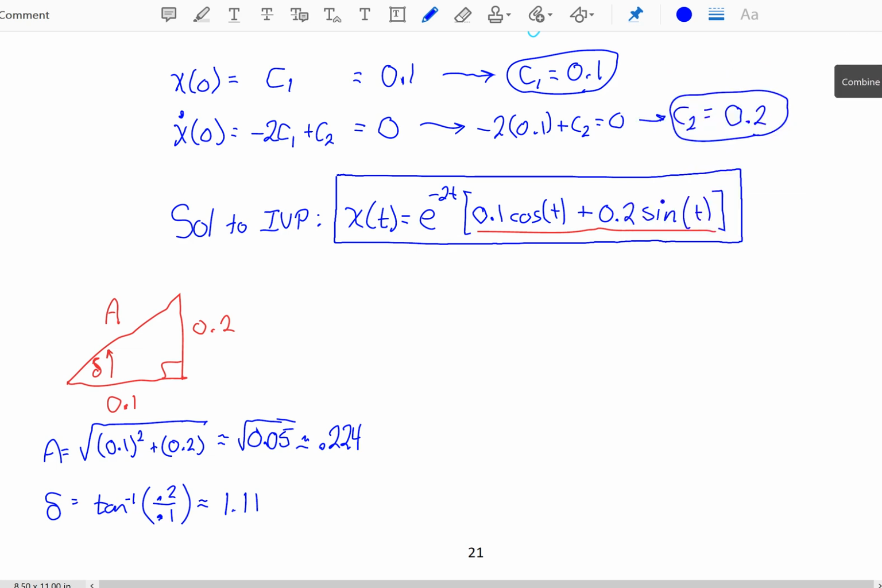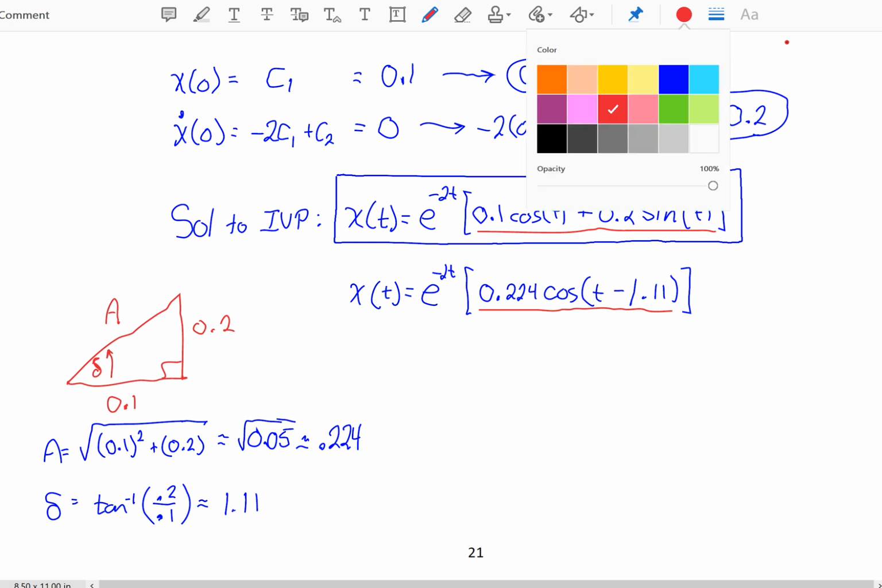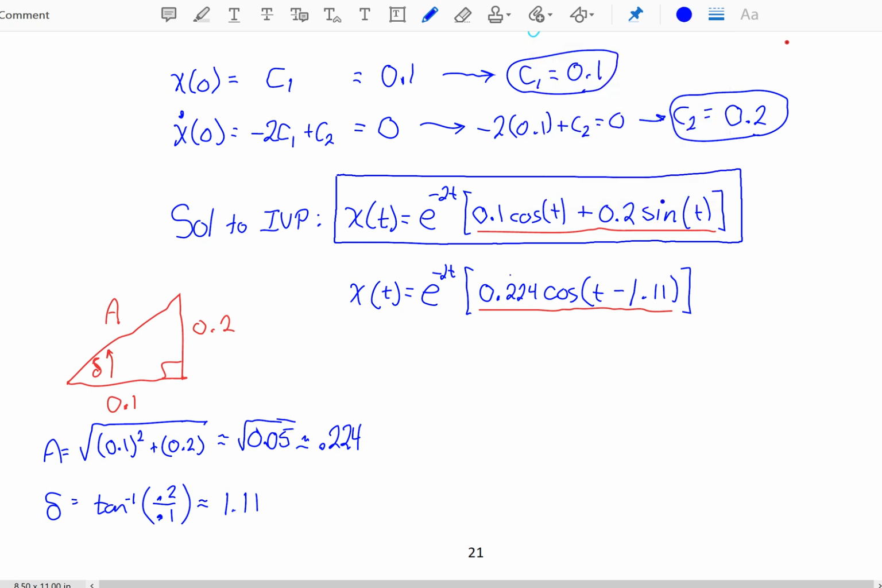Okay, this allows us to rewrite the solution to our IVP as x of t is e to the negative 2t. That part will stay the same. But the portion inside the brackets we can write as 0.224 cosine of t minus 1.11, where we have rewritten the portion inside of the brackets as a single trigonometric function. However, I'd like to do one more portion still to this. We can factor out or rewrite this so that the 0.224 is on the outside. And so we'll write this as x of t is e. Oh, let's do the decimal first.